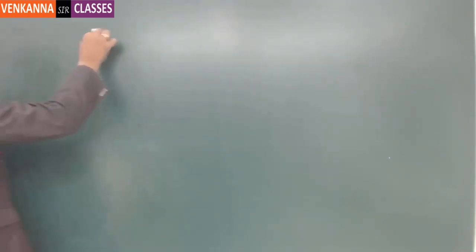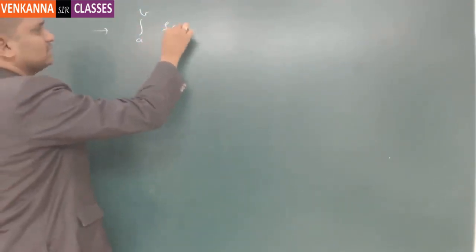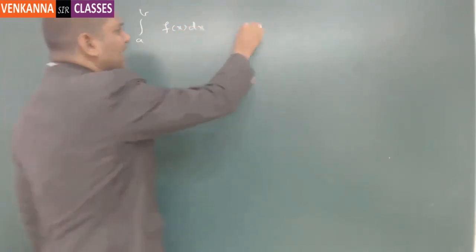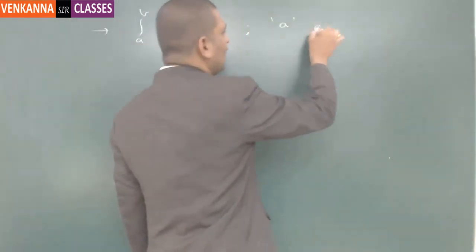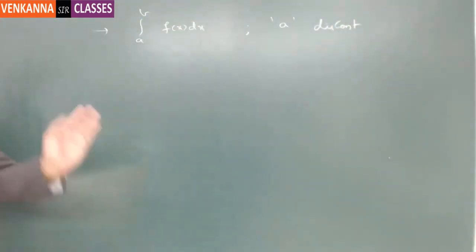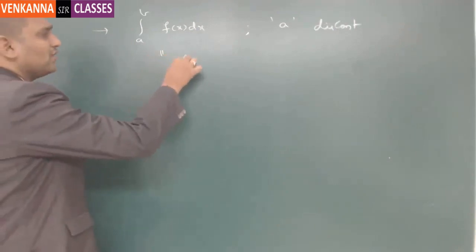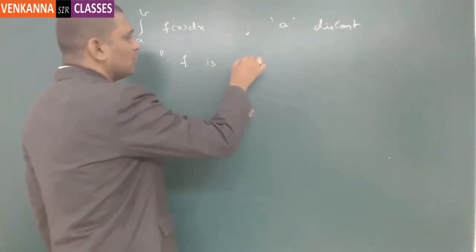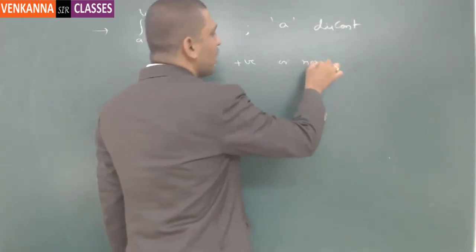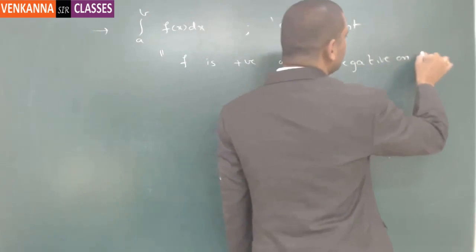So the thing is, you are going to evaluate the integral a to b f of x dx, and assume that at a we have discontinuity. Let us assume that a is the point of discontinuity. Please understand that always the function f is positive or non-negative on this interval.